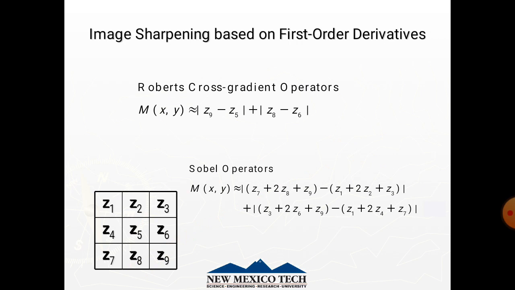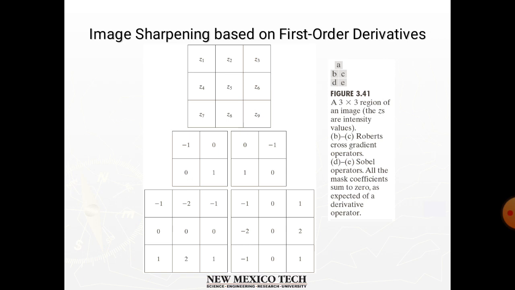Masks of even sizes are awkward to implement because they do not have a center of symmetry. The smallest filter masks in which we are interested are of size 3 cross 3. Approximations to gx and gy using a 3 cross 3 neighborhood centered on z5 are as follows.